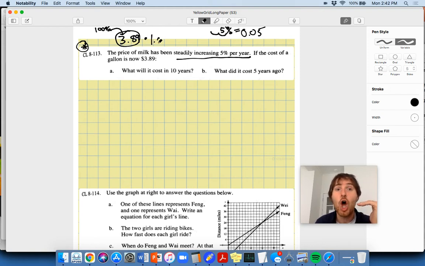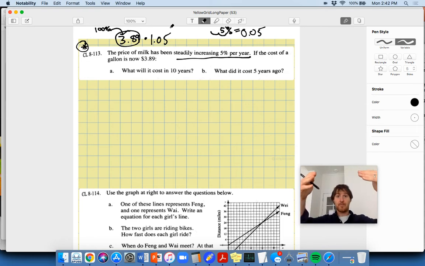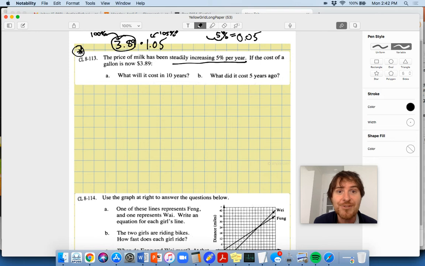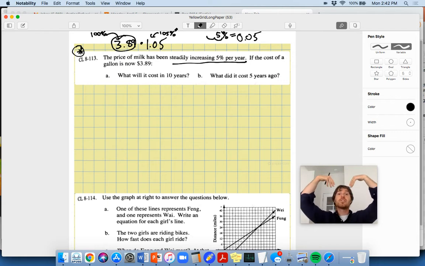We want to find 105% of the cost a year from now, okay? And that becomes my multiplier here, okay? So we want to multiply by 105% to figure out what it costs next year. That way you're going to maintain the value. You're going to take that $3.89, and you're going to increase it by 5%. 105% is 5% higher than 100. Okay, and that's basically the idea.